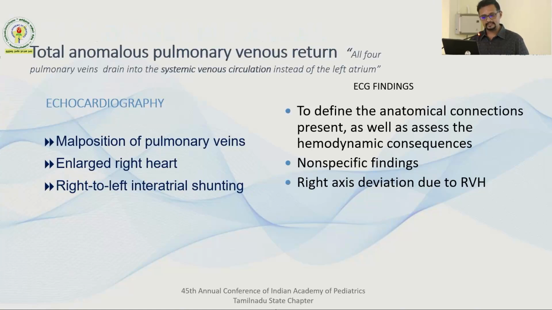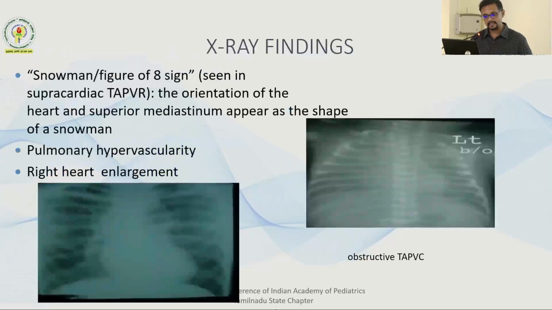So next is total anomalous pulmonary venous return. This is one of the commonest seen in the early newborn period if it is obstructive. We have the pulmonary veins draining into the right side of the heart instead of the left. There are a few ECG findings which are not hallmarks, but definitely a right axis deviation and right ventricular hypertrophy indicate that we are dealing with some sort of total anomalous pulmonary venous return.